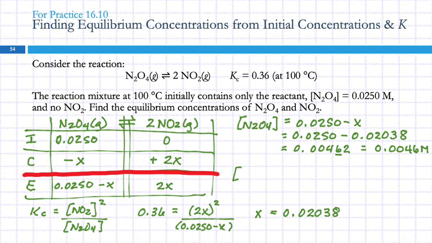Okay, so there's the one, and here's the other one. 2 times x. So 2 times 0.02038.